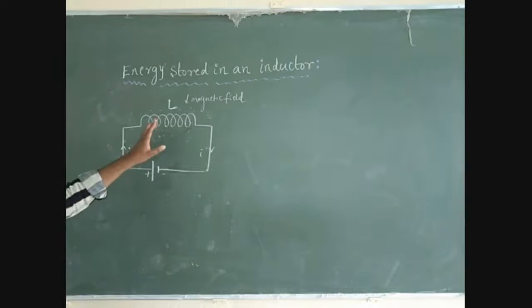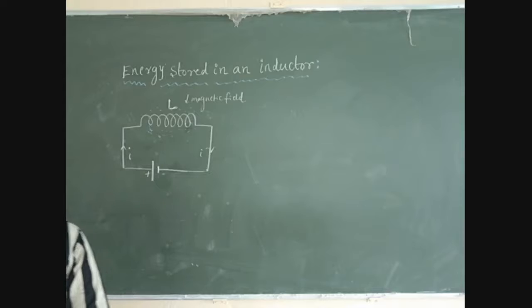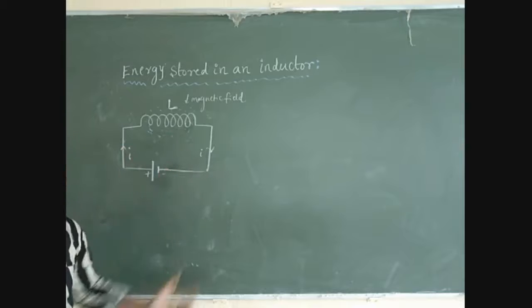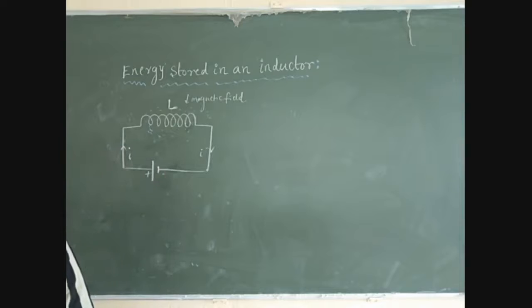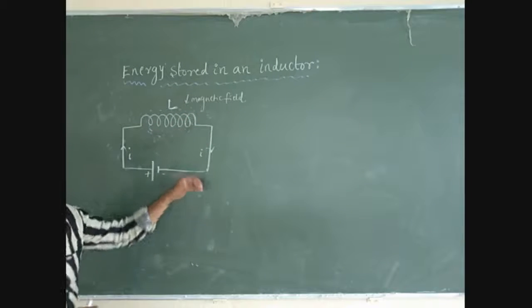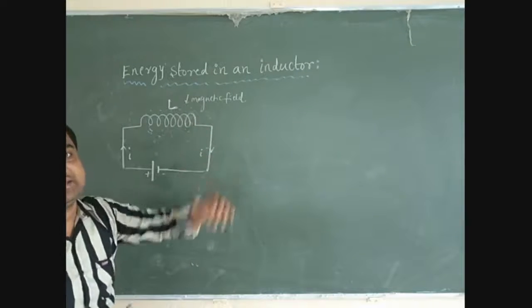Whenever the current flowing through an inductor changes, a back EMF is induced in it, and that back EMF opposes the change of current in the circuit. So finally what happens then? To establish the current, external work must be done. That external work done will be stored in the inductor as magnetic potential energy. Now we have to derive the expression for that energy stored in the inductor as magnetic potential energy.